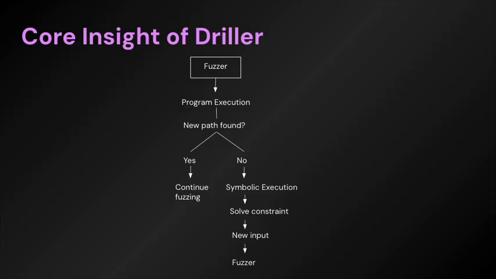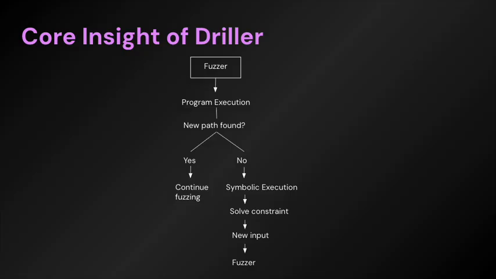Think of it like this. Fuzzing digs horizontally across program paths. Symbolic execution acts like a drill that breaks through barriers. This is actually where the name Driller comes from.